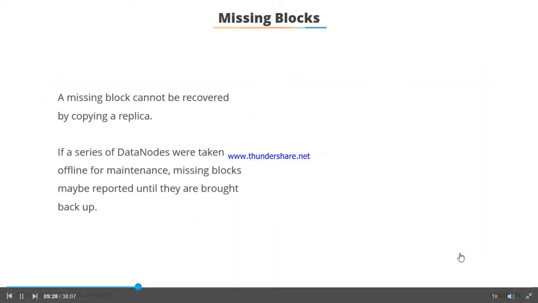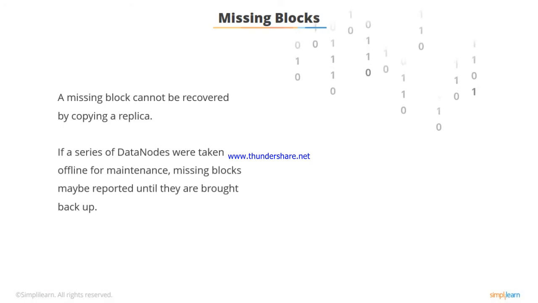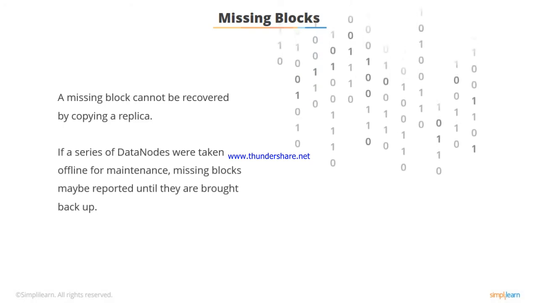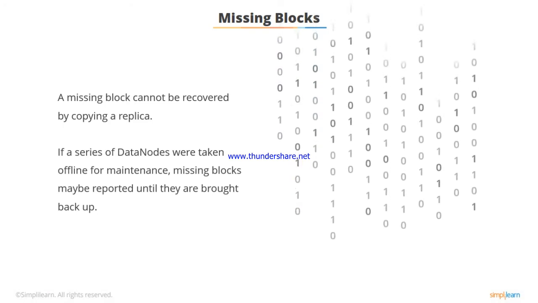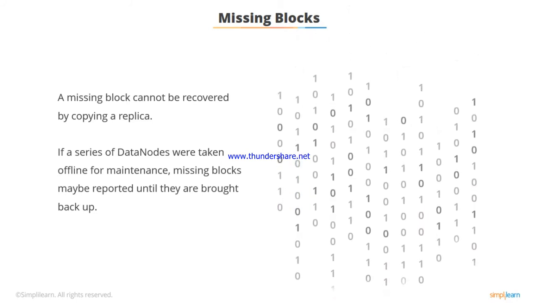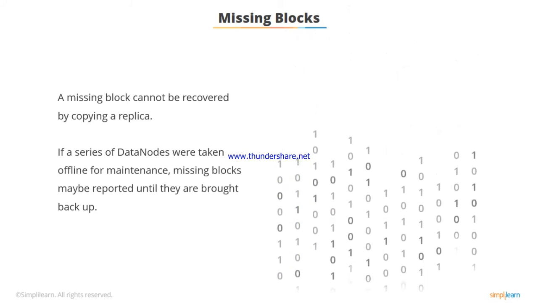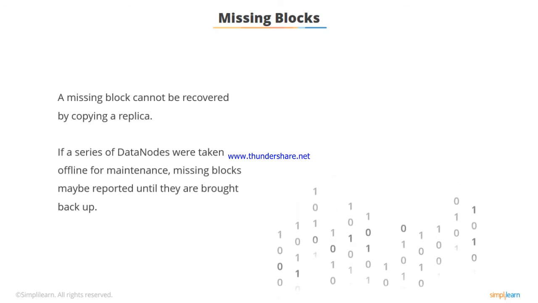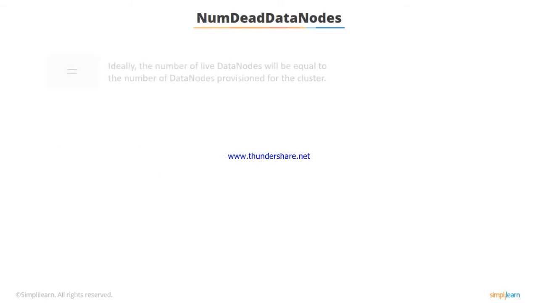A missing block is worse than a corrupt block. A missing block cannot be recovered by copying a replica. A missing block represents a block for which no known copy exists in the cluster. However, that does not mean that the block no longer exists. If a series of DataNodes were taken offline for maintenance, missing blocks may be reported until they are brought back up. You may not care if you have a corrupt block or two in the entire cluster, but if blocks go missing without any scheduled maintenance, it is cause for concern.